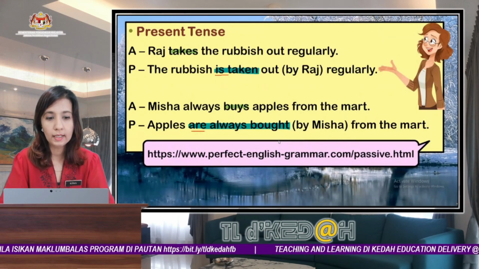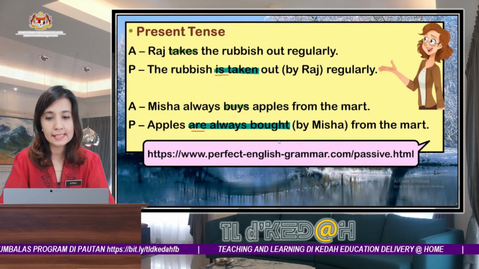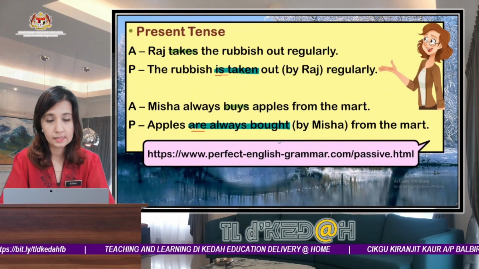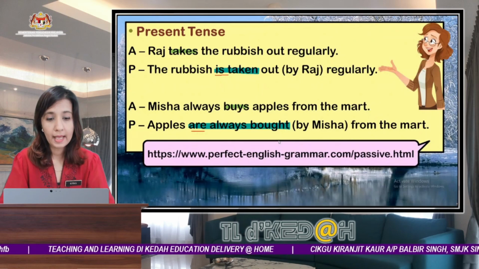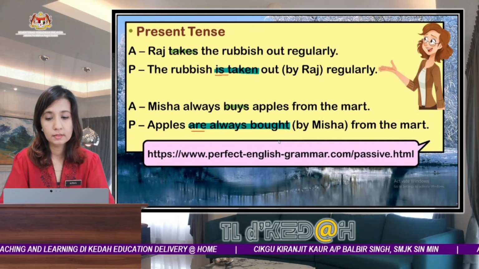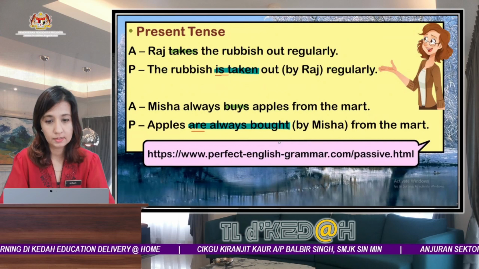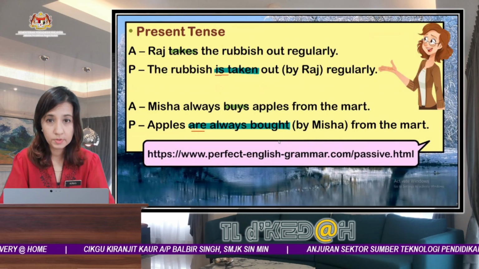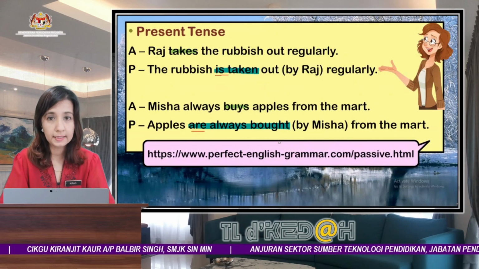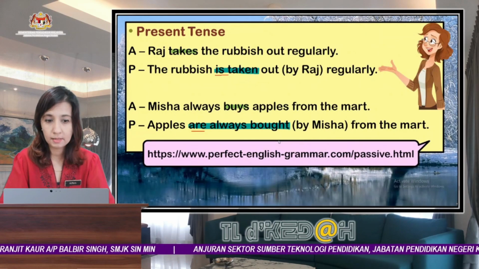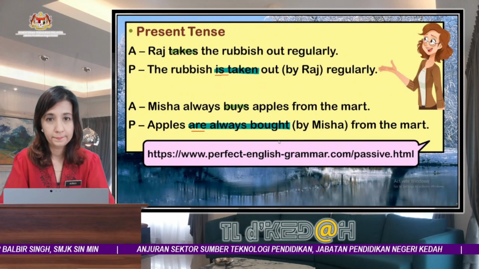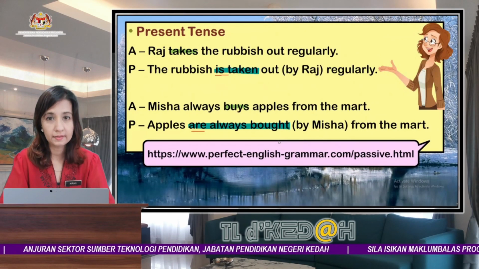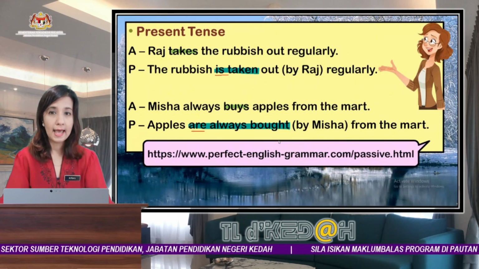Okay, let's look at the next one. "Nisha always buys apples from the mart." That's an active sentence. Passive: "Apples are always bought by Nisha from the mart." So apples is the object that we are focusing on here. Apples is countable and in plural form, so we use "are." Okay? If you don't want to write "by Nisha," it's fine. The focus is on the apples.